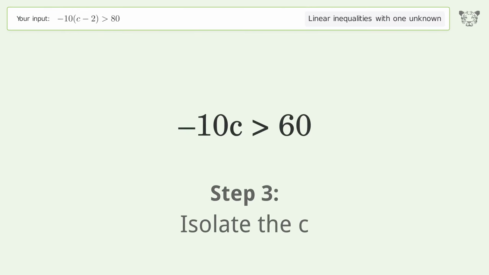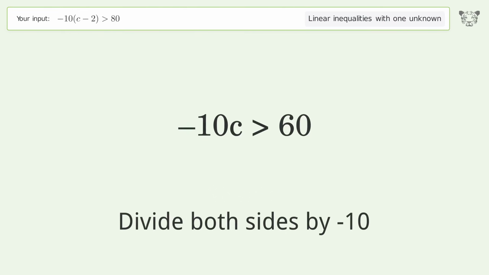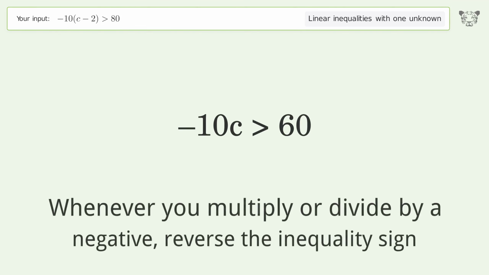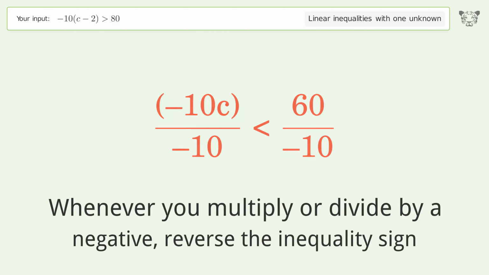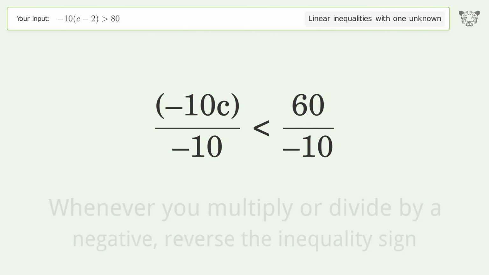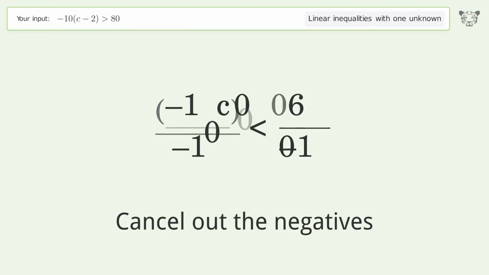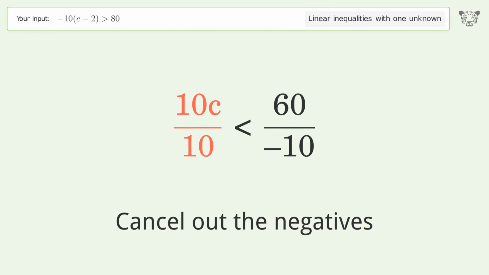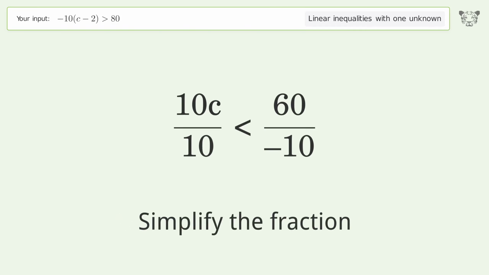Isolate the c. Divide both sides by -10. Whenever you multiply or divide by a negative, reverse the inequality sign. Cancel out the negatives. Simplify the fraction.